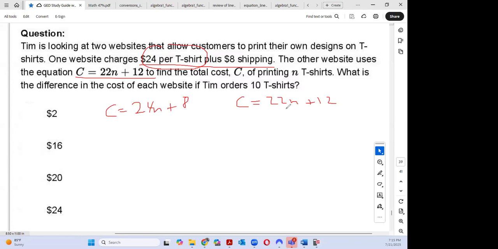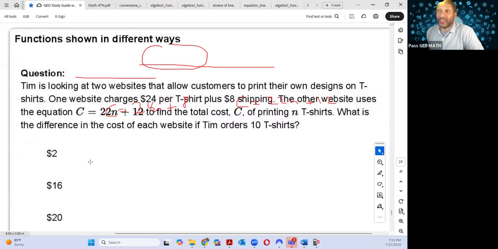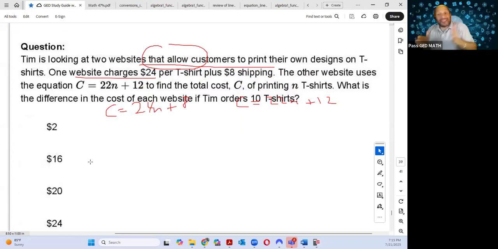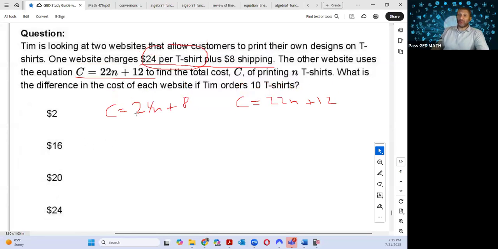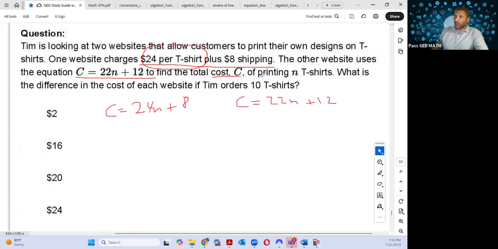So they gave you 2 different functions. Let me explain something to you. This is funny. Look at this. Functions shown in different ways. They're equations. The only thing that makes something a function is for every x, there's only one y. For every value of x that you put in, there's only one y. So watch this, 24n plus 8. It says the other website uses 22n plus 12 to find the total cost C of printing t-shirts. So the number of t-shirts is going to be your n.